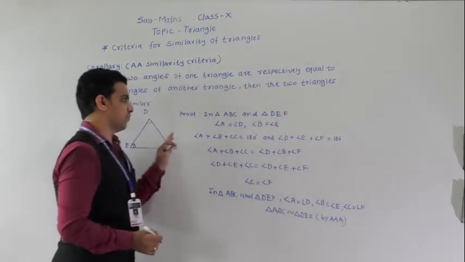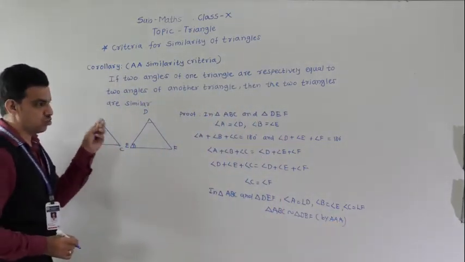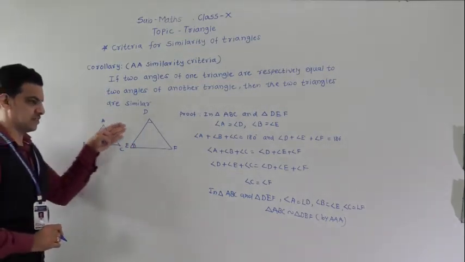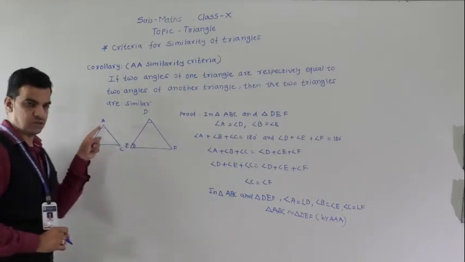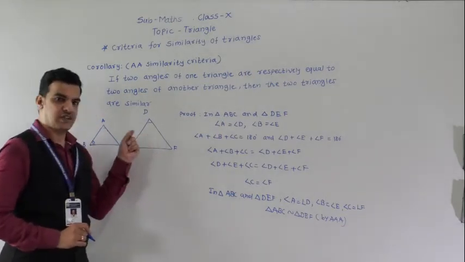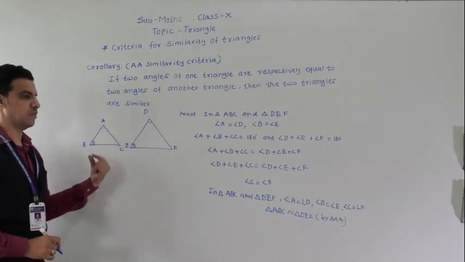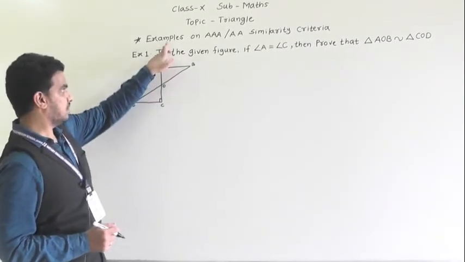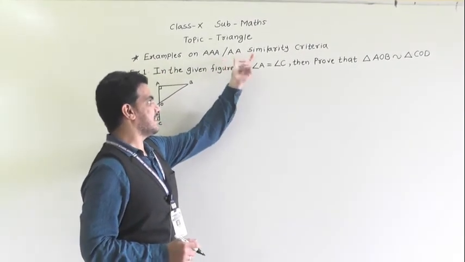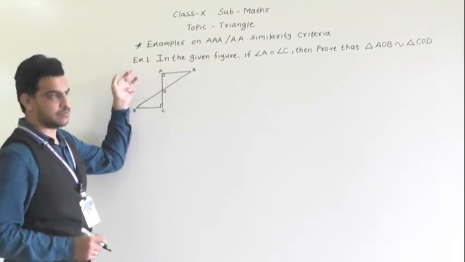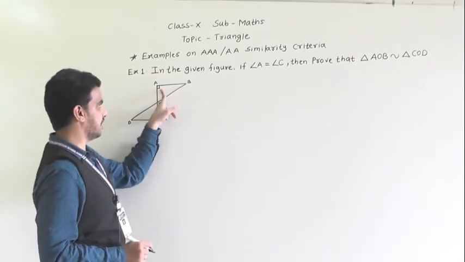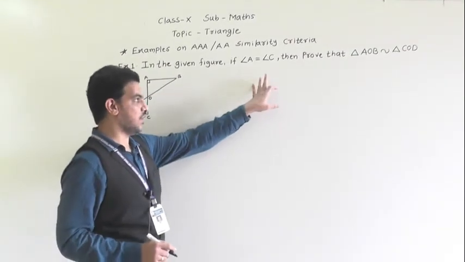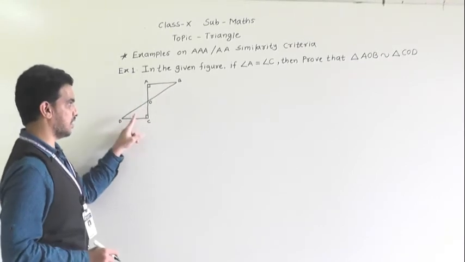Okay, so if we have to show that two triangles are similar, then there is no need to show that all three angles are equal. If we show only two angles are equal, then we can say that these two triangles are similar. Okay, now we will solve examples on AAA or AA similarity criteria. So the first example is, in the given figure, angle A is equal to angle C, and this angle A and angle C are 90 degrees, given, and we have to prove that triangle AOB is similar to triangle COD.